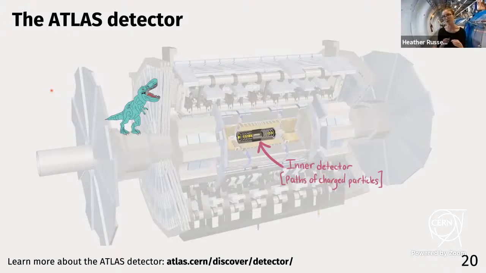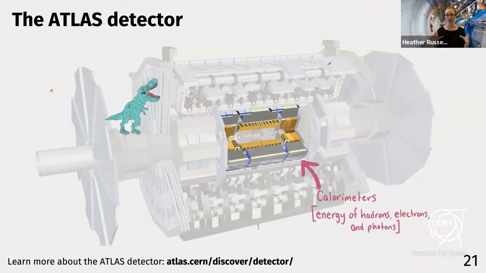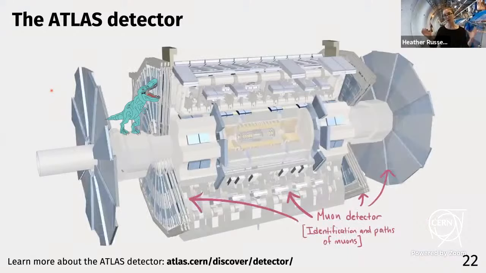Next up, surrounding the inner detector, are the calorimeters. The calorimeters basically absorb the energy from electrons, photons, and particles made up of quarks and gluons. We call these hadrons. And it tells us how much energy they have. Last, on the outside of ATLAS, are the muon detectors. Now, muons don't interact very much with any sort of material, so we can't absorb their energy to measure them like we do with electrons. Instead, we have big muon detectors that can tell us where the muons traversed, and with the help of very strong magnets, this also provides the momentum of the muons. We know how much energy they had.